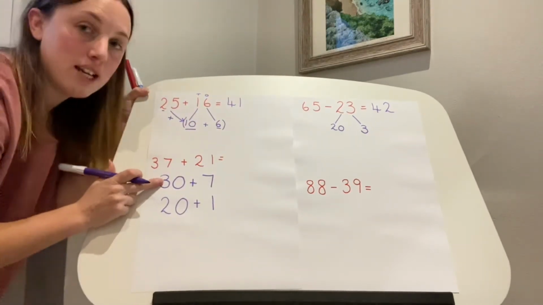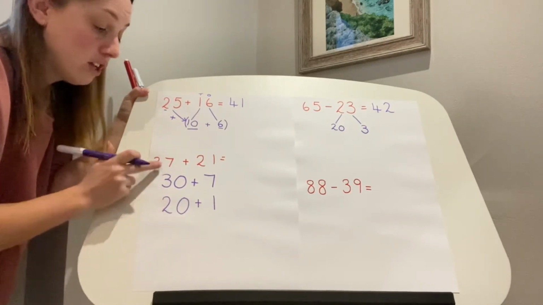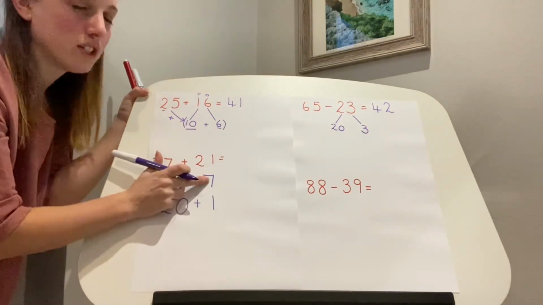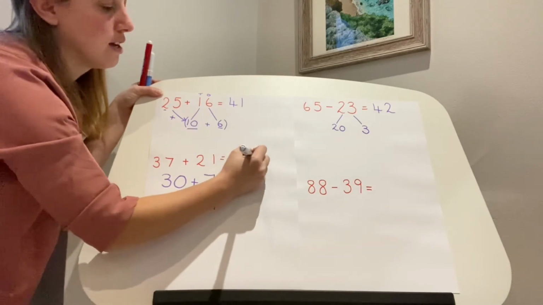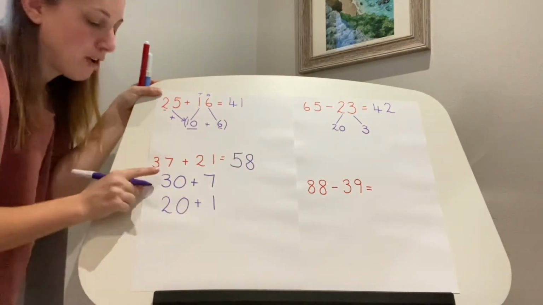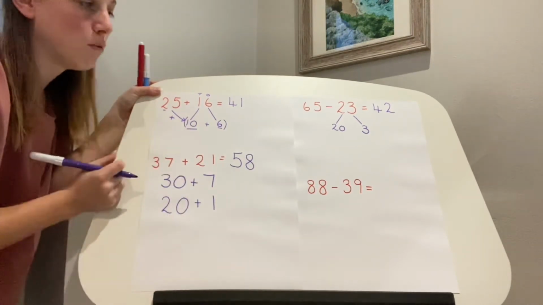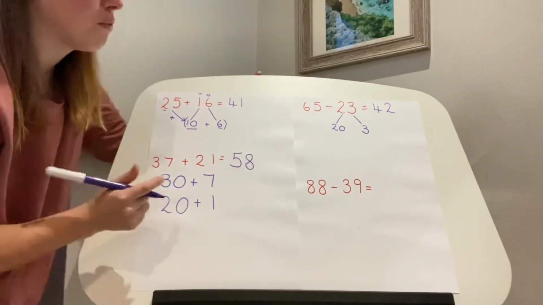So 30 add 20. Well, I know that 3 add 2 is 5, so 30 add 20 must be 50. Plus I've got 7, 1 more is 8, so that would be 58 would be my answer to that question. I've partitioned both numbers and added the 10s, then the 1s. And again, we can use the same strategy for taking away.